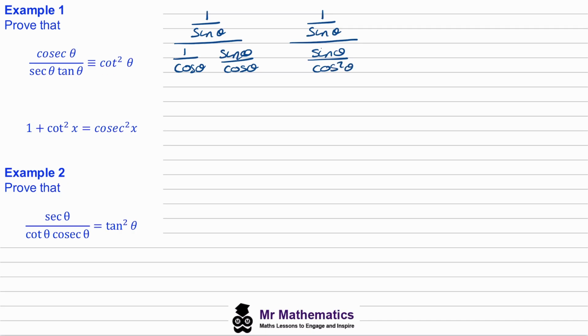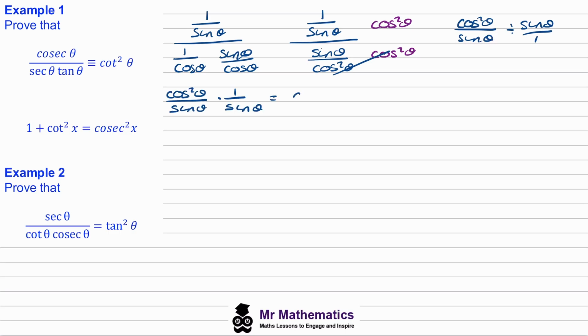If we look at this right-hand side, we know cot squared theta is cos squared over sine squared. So it makes sense to multiply the numerator and denominator of this fraction by cos squared theta. Because what will happen, these two will cancel, and we'll have cos squared theta on our numerator. So we'll have cos squared theta over sine theta. These two will cancel, and this is divided by sine theta over 1. And then we can multiply this by 1 over sine. So you can see we get cos squared theta over sine squared theta. And this is cot squared theta.